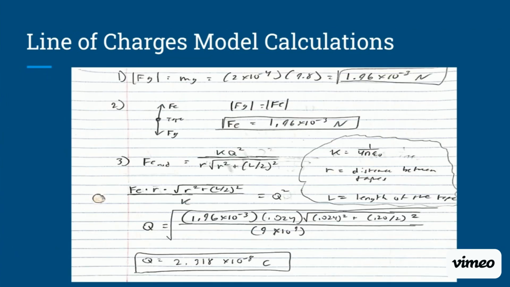So moving on to the line of charges model calculations, we first have to find the force of gravity on the tape, which is simply the mass of the tape times the gravitational constant, which gives us 1.96 times 10 to the negative 3.